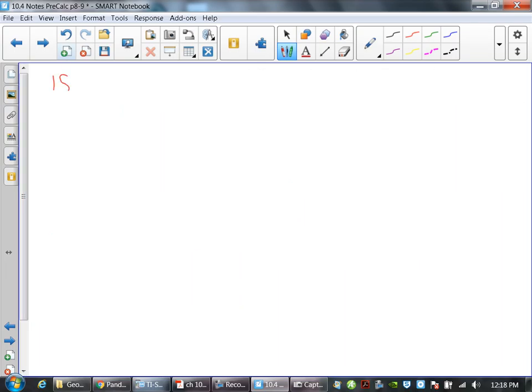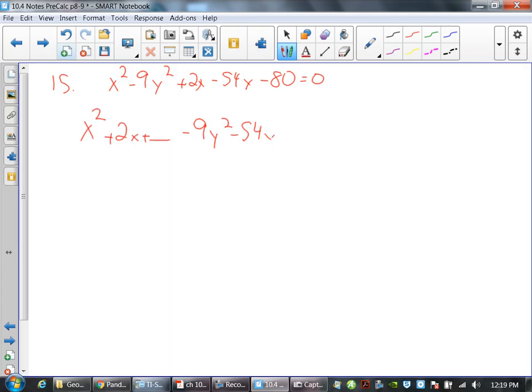So on 15, you are given x squared minus 9y squared plus 2x minus 54y minus 80 is 0. So we have to do a little bit of completing the square. So we're going to regroup the x's and y's and send the constant packing. So we have x squared plus 2x plus blank minus 9y squared minus 54y plus blank equals 80 plus blank plus blank.